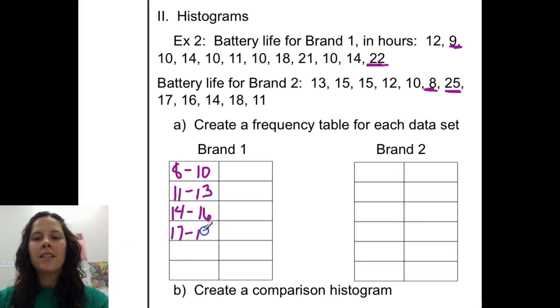17, 18, 19, 20, 21, 22, and 23, 24, 25. Our intervals go from the lowest data value we had, which was 8, to the highest data value we had, which was 25. Again, those intervals need to be exactly the same for brand 2.